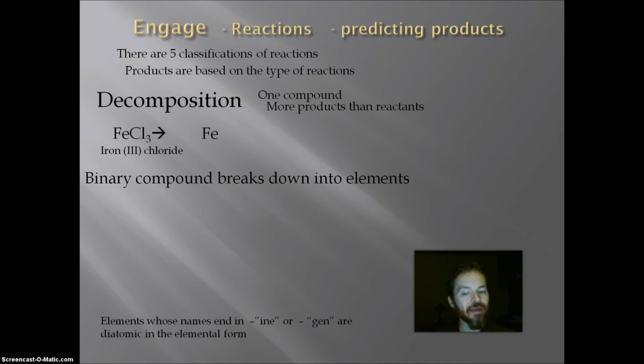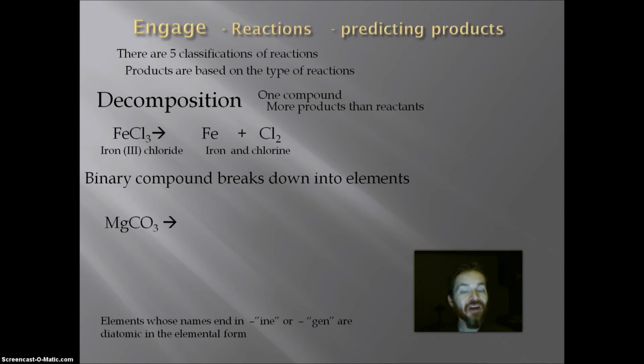And elements whose name end in INE or GEN are going to be diatomic in the elemental form. That means when they're by themselves, they have the subscript 2. So GEN, hydrogen is H2, nitrogen is N2, oxygen is O2, fluorine is F2, chlorine is Cl2, bromine is Br2, iodine is I2. So chlorine, because it ends in INE, is going to be a diatomic element. So iron 3 chloride will break down into iron and chlorine.